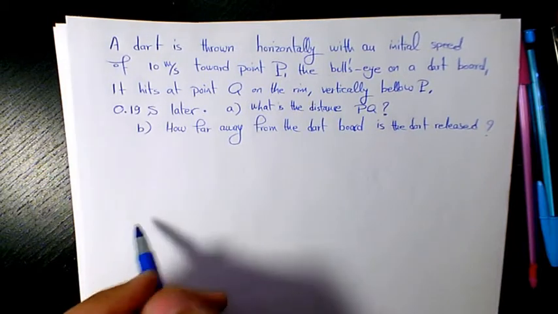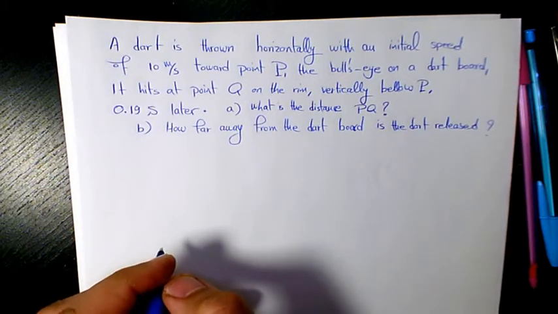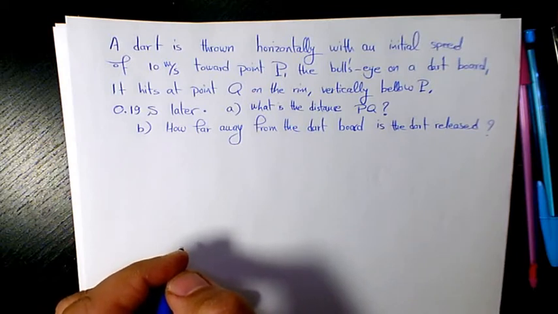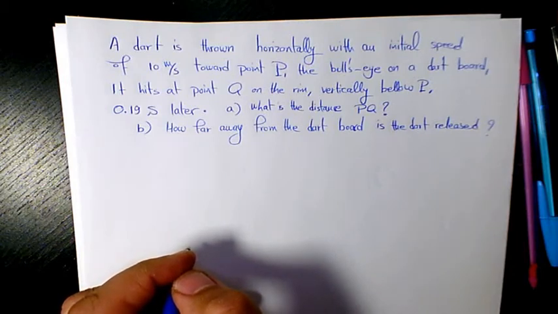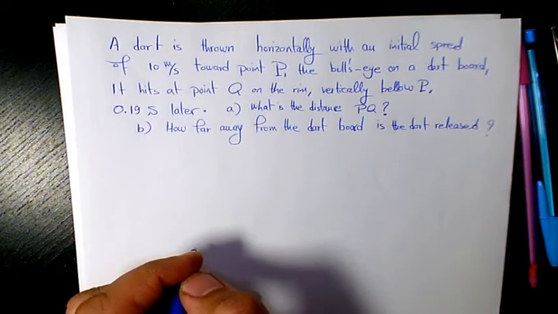In this example, we have a dart which is thrown horizontally with an initial speed of 10 meters per second toward point P, the bullseye on the dartboard, and it hits at point Q on the rim vertically below P, which is 0.19 seconds after we release the dart. We need to find two things: what is the distance PQ, and how far away from the dartboard is the dart released.